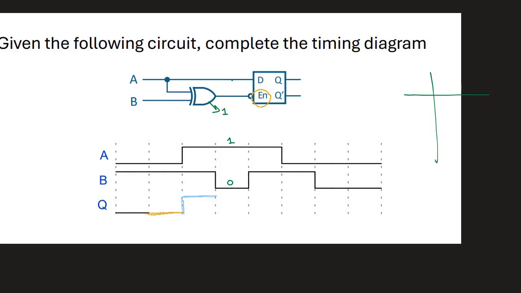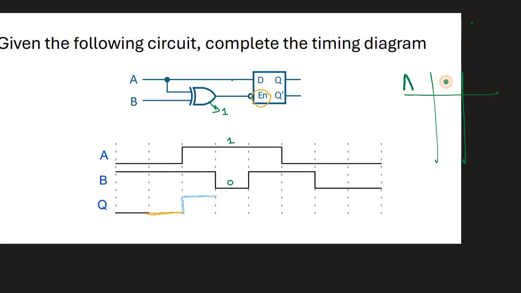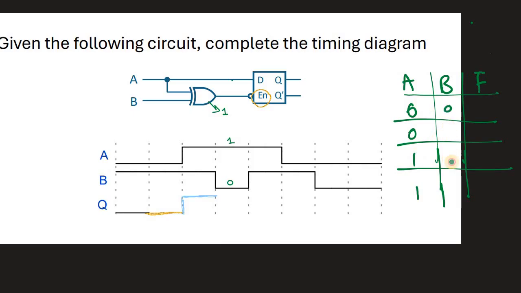If you're still not sure how I'm doing it, let me make a truth table with A, B and F. I'm making a truth table for the exclusive OR. As long as you have a 1, you're going to get a 1, but if both of them are 1, then you get a 0. So it's just that.